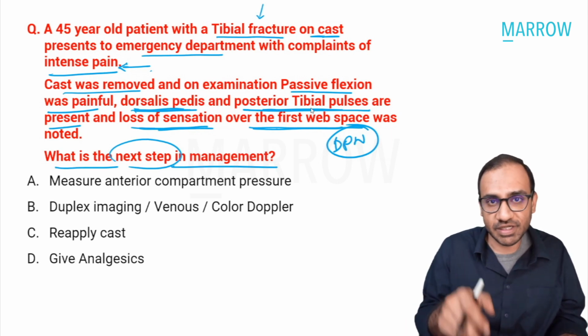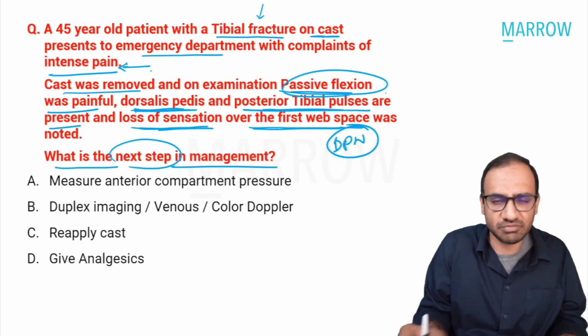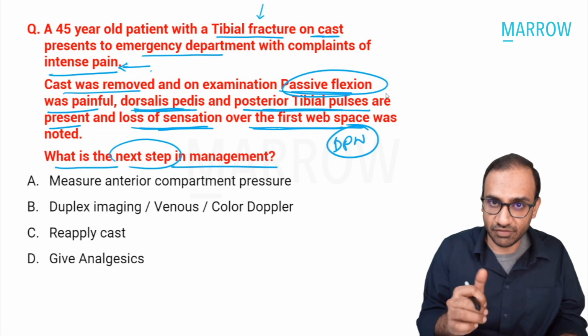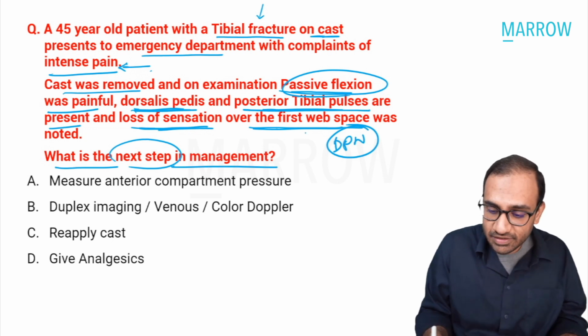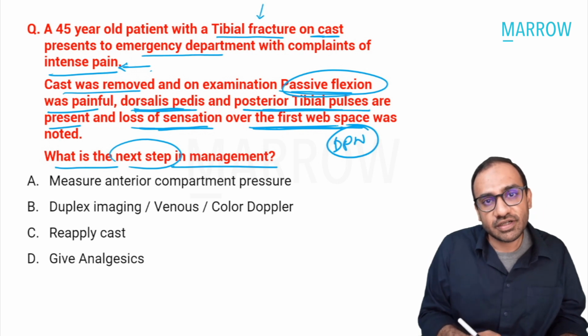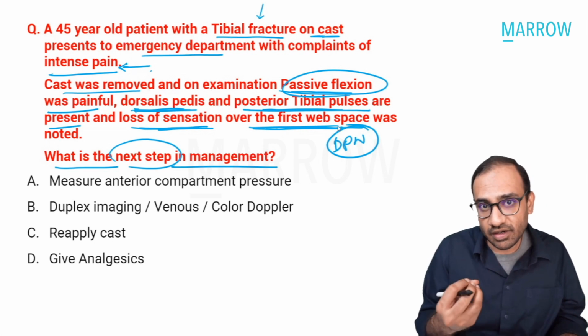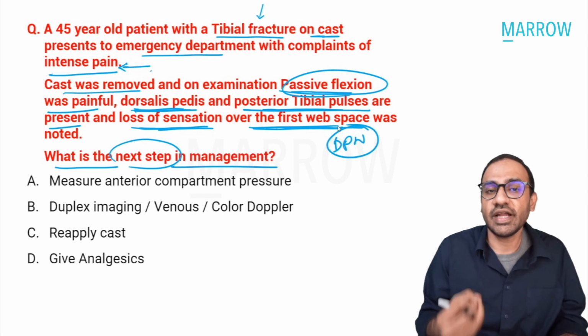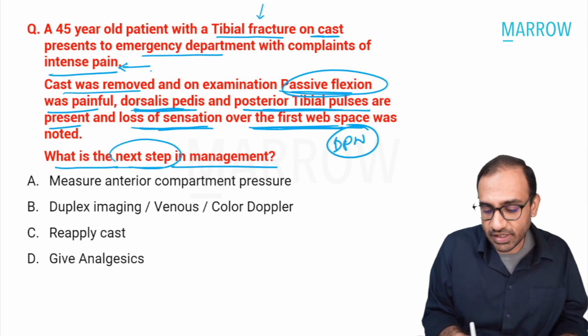Here, what is happening is the patient has pain on passive flexion, an extremely important clinical sign. That is first. The second thing is that there is a neurological deficit here. The structures inside the compartment are going into ischemia. They are suffering. They're going to die. So you have to intervene as soon as possible. The question is asking, what is the next step in management?